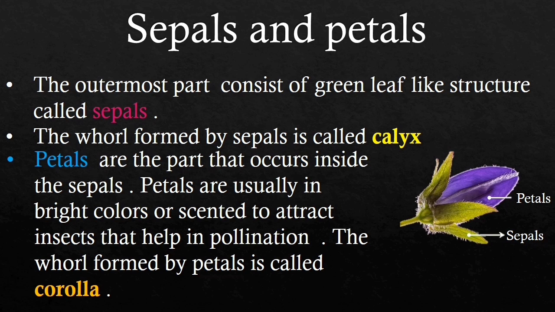Petals are the part that occurs inside the sepals. Petals are usually in bright colors or scented to attract insects that help in pollination. The whorl formed by petals is called corolla.